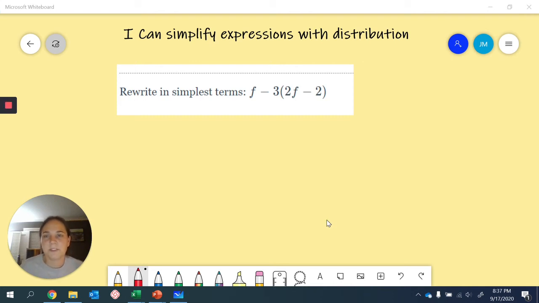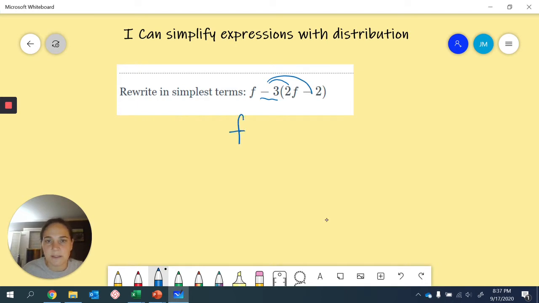All right, today we are going to continue our discussion on simplifying expressions with distribution. So we have this problem that I pulled from Delta Math, which is what you guys are working on. First thing we're going to notice is that this minus 3 is sitting outside of these parentheses, so we're going to distribute that in, which means multiply. This f can just hang out for a minute.